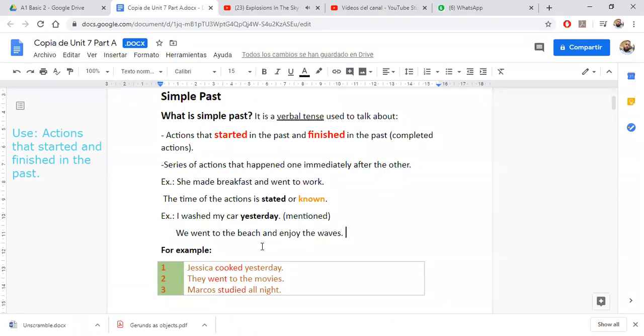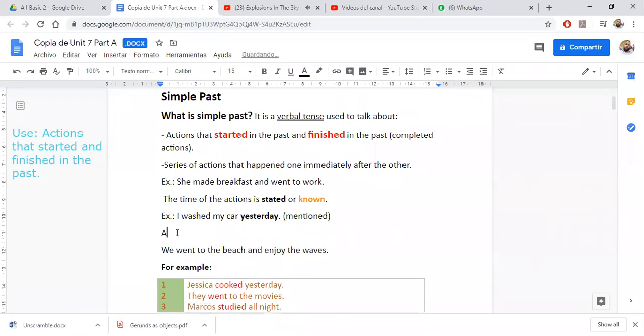Now, in this other example, we went to the beach and enjoyed the waves. In this example, I don't have a time expression, okay? But imagine this is a conversation, and in this conversation we have one person. Person A says, what did you do last weekend, Robert? Just for example.